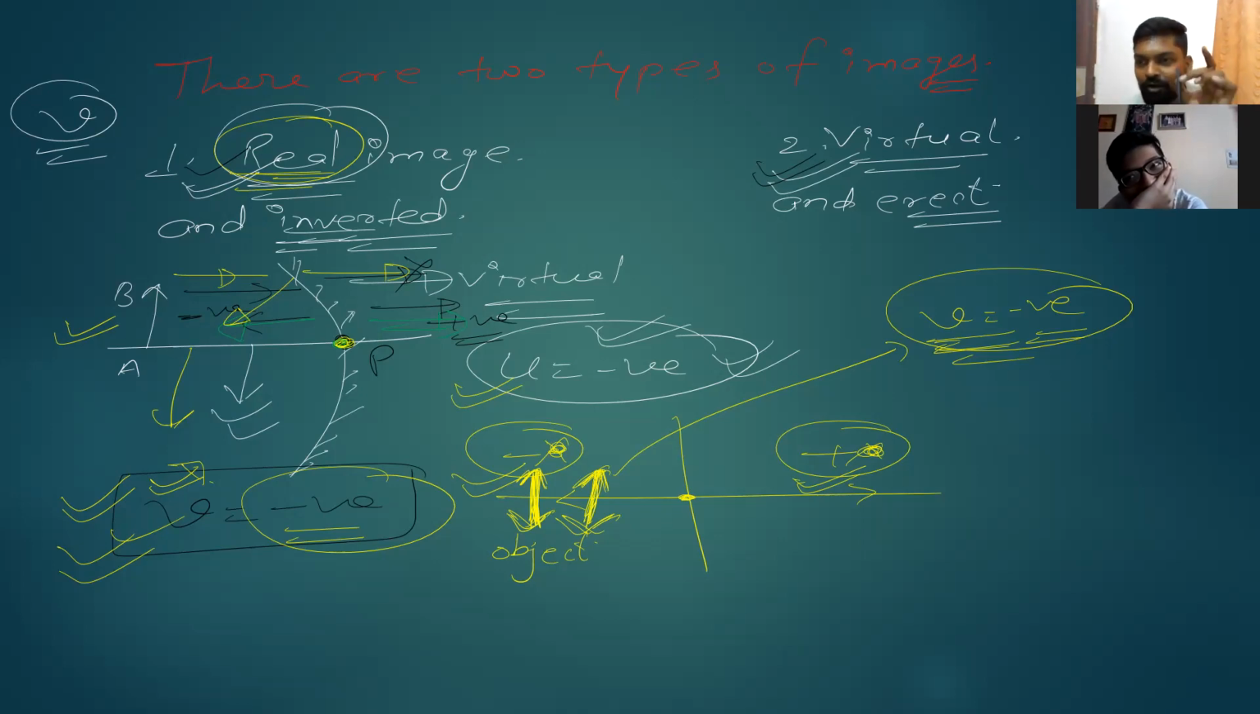So this image is real or not? It is also real. Okay. So why is it real? Because V is negative for this. So we can say that if we talk about real image, so V will be negative. V will be negative for real image. Okay.